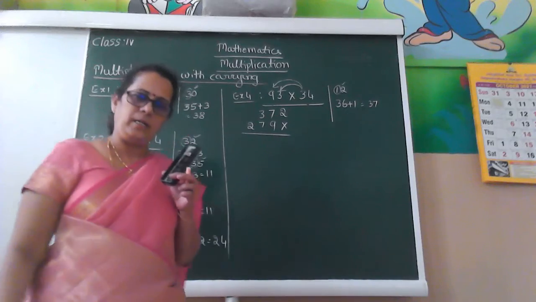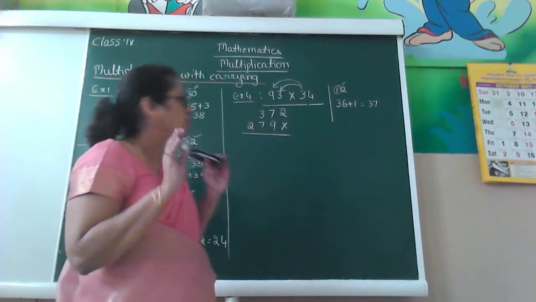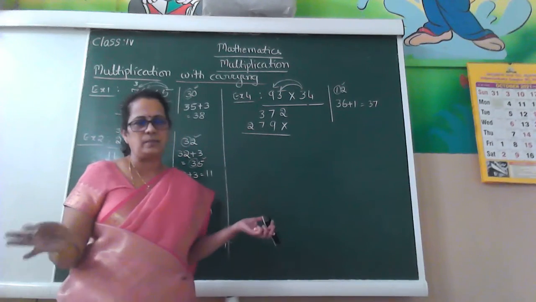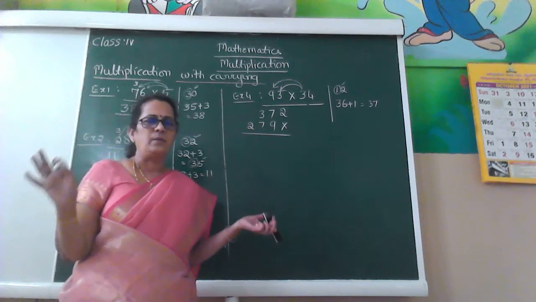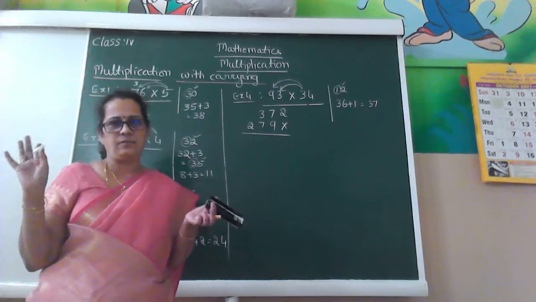See, to do multiplication, children, you must know the tables, otherwise you can't do this whole chapter on multiplication. If you learn your tables up to 20 by heart, it is very easy.